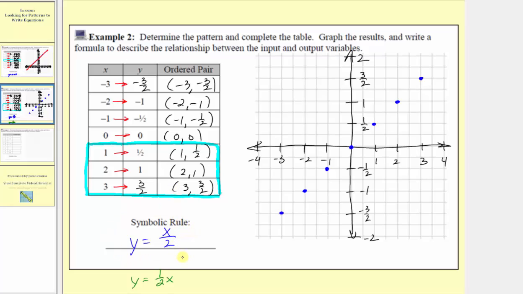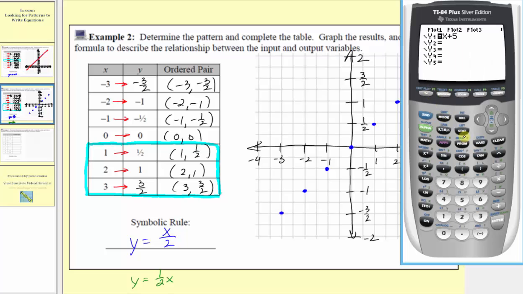So this symbolic rule is correct, but let's also check this on the graphing calculator. So we'll press y equals, clear out any old equations or formulas, and enter x divided by 2. Enter, and now we're going to press second graph to compare this table with the table that we have. Notice how the tables do match. Negative 1.5 does equal negative 3 halves, negative 0.5 is negative 1 half, and so on. So this verifies that our symbolic rule or formula for this table is correct.